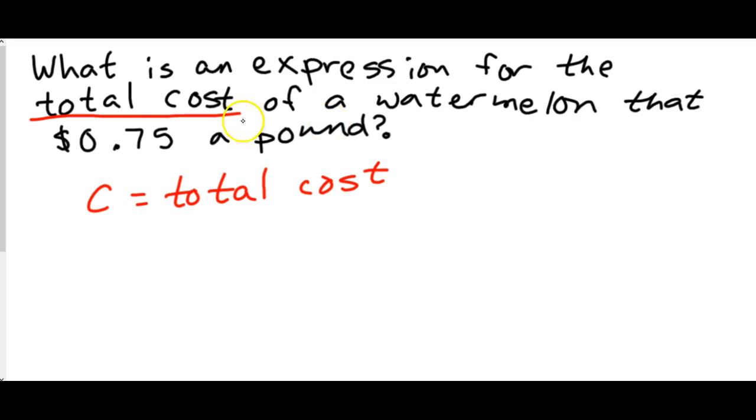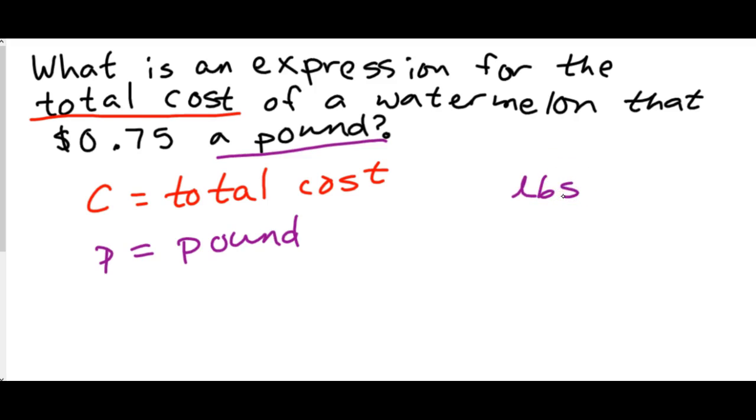Of a watermelon that is 75 cents a pound. So there's another important piece of information, a pound. So pounds, I'm going to use P, since the word pound starts with P. But a lot of the times they use LBS for pounds, so you could maybe use L for pound. I think P works a little better for us. So then we can write an expression from this. So total cost. Total cost, this time total means equals. So equals 75 cents a pound.